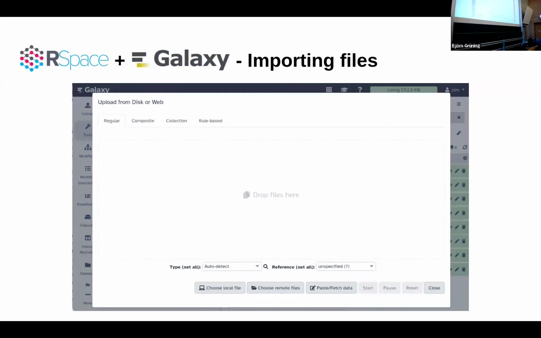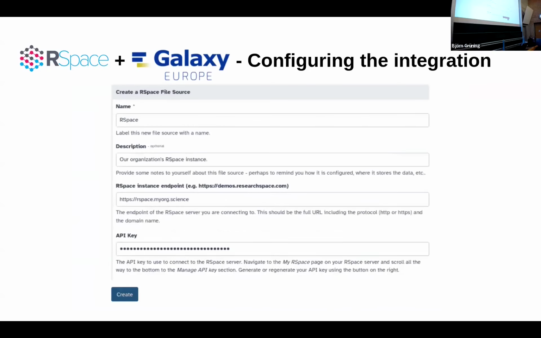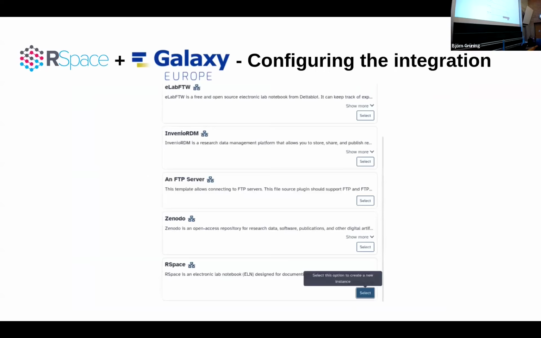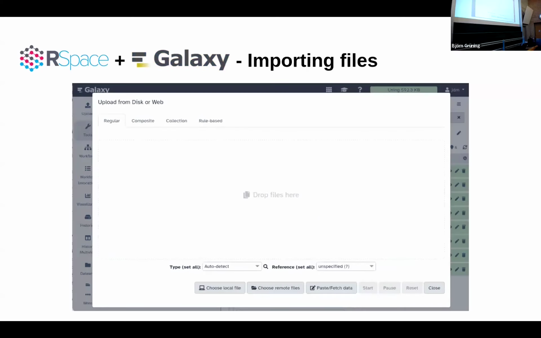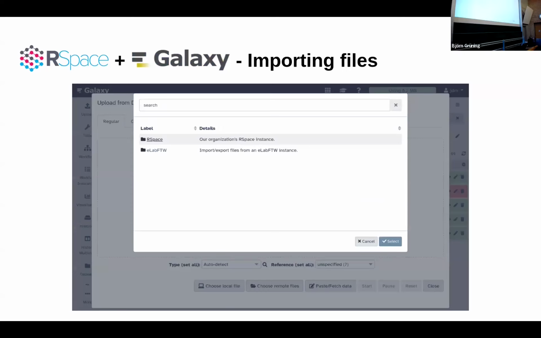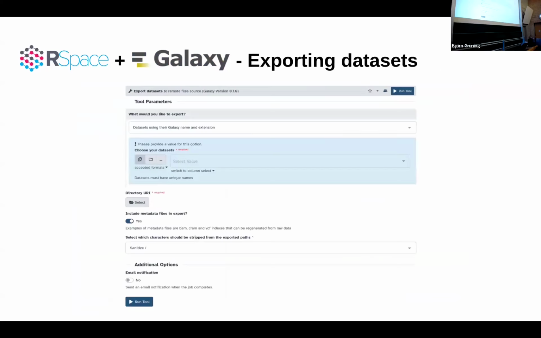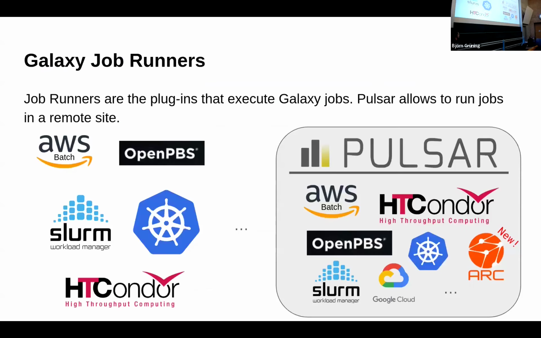One thing that I didn't mention before is that, because of how Galaxy works, you can add multiple repositories of any kind. So if you work in different labs or have different instances, you could have multiple RSpaces or multiple eLabFTWs, which may be neat. And it's exactly the same story for how to use it. And that's for the repositories.